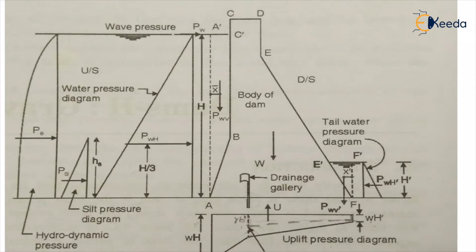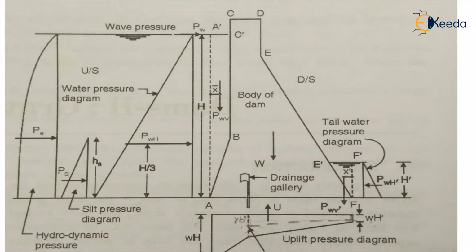For the calculation, again, the height of the deposited silt will be given. According to the height of this deposited silt, we can easily find out the pressure of the silt. It also exerts horizontally. It exerts the pressure at 1/3 of the height of the silt. Even the water pressure exerts the pressure at 1/3 of the height of the water, which is on the upstream side.